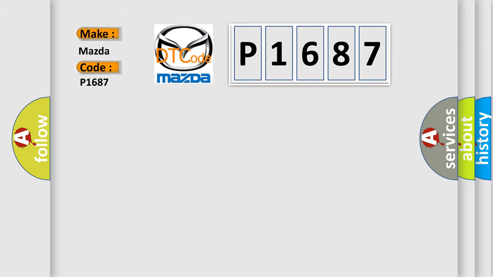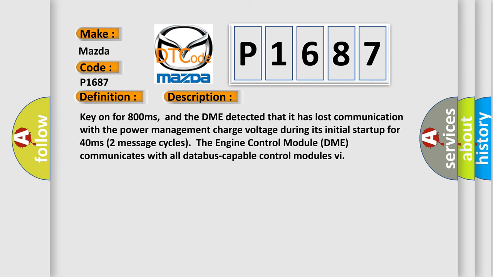The basic definition is lost communication with reverse status. And now this is a short description of this DTC code. Key on for 800 milliseconds, and the DME detected that it has lost communication with the power management charge voltage during its initial startup for 40 milliseconds, 2 message cycles. The engine control module DME communicates with all databus-capable control modules.